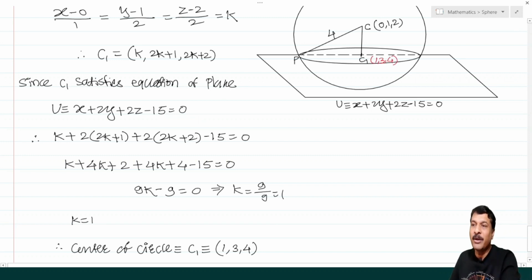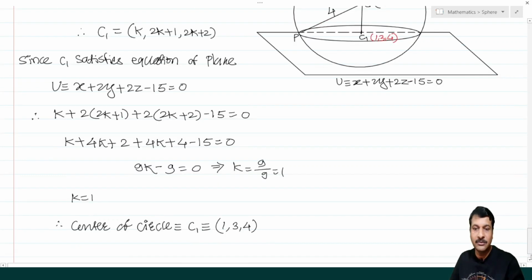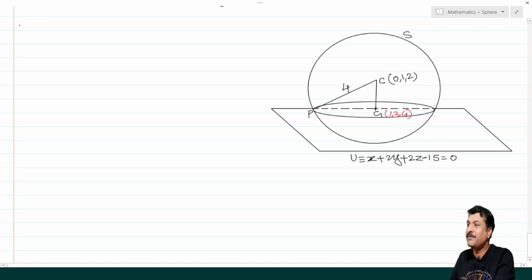Now our job is to find this PC1. We have this value. By the distance formula, we can find this CC1. So definitely by the Pythagoras theorem, we can find this C1P. So by the distance formula, CC1 equals under root of.